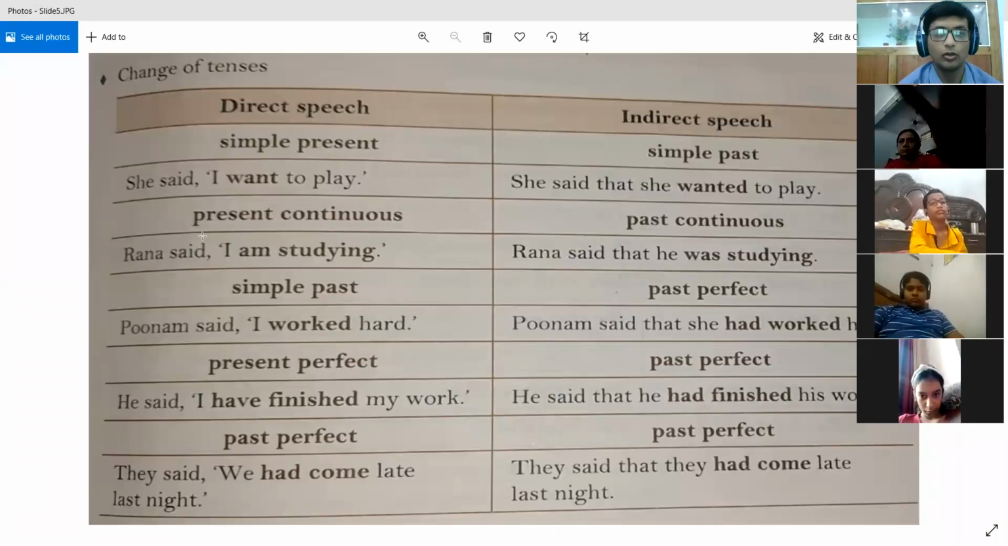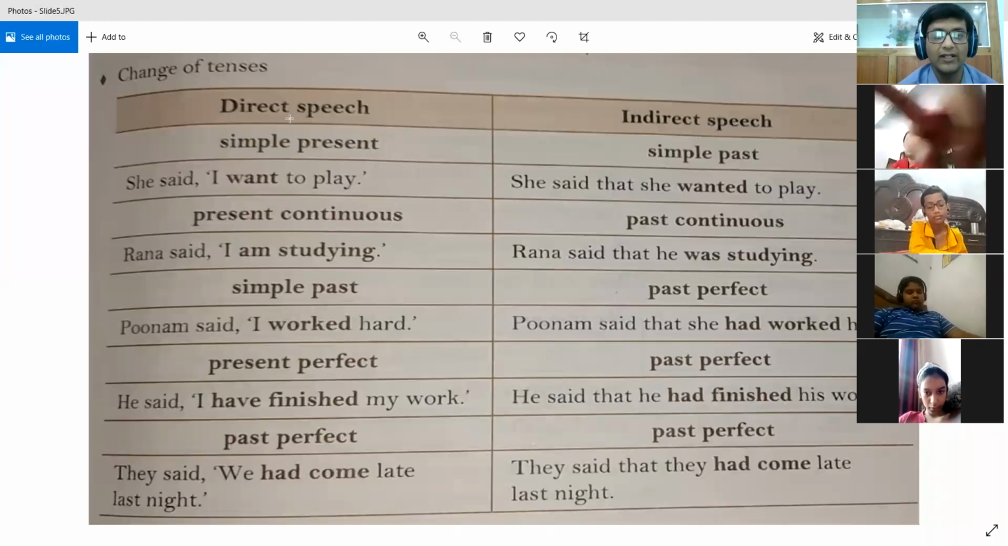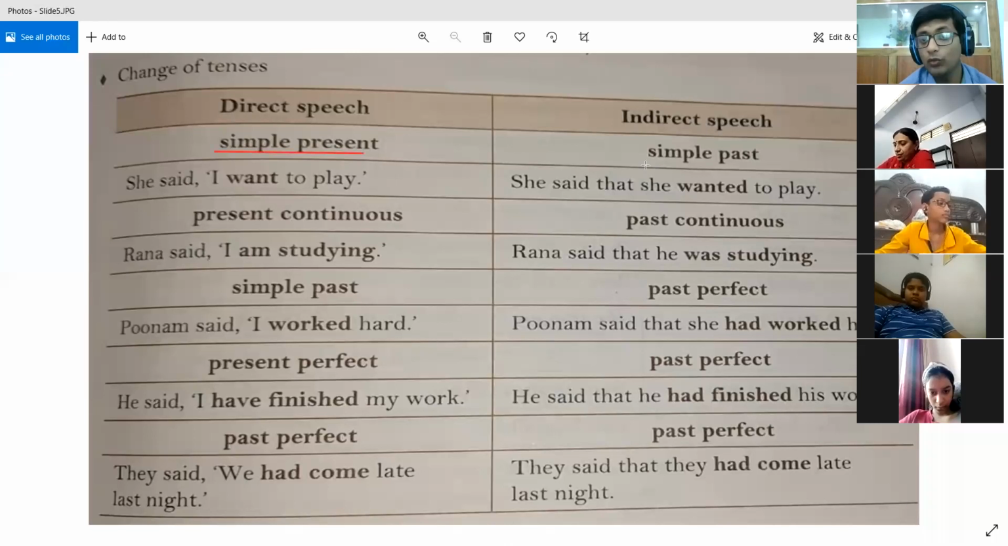Yes. So in change of tenses, we are starting from here. So in the direct speech, when simple present tense is used, what does it change into? It changes into simple past.